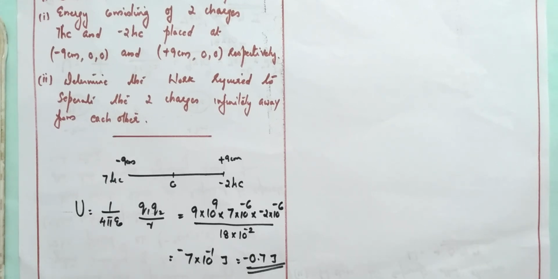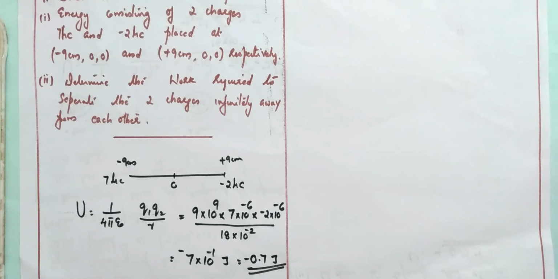What is potential energy? Potential energy is the work done to bring a charge from infinity to a point, isn't it? That is the definition of potential energy: the work required to associate the two charges, to assemble the system. So this is the work done to assemble the system.